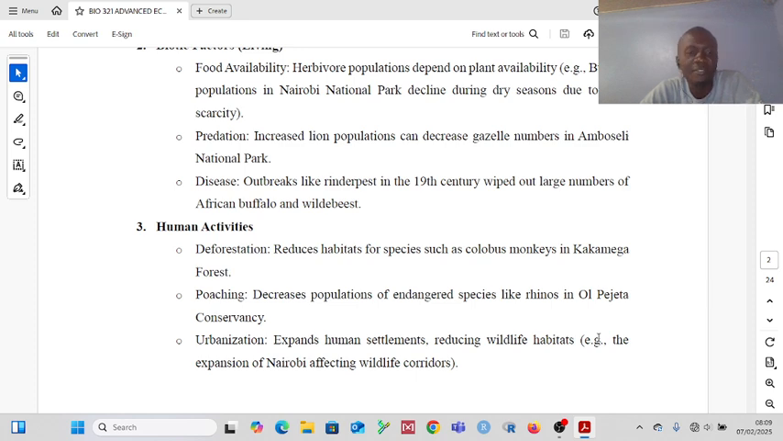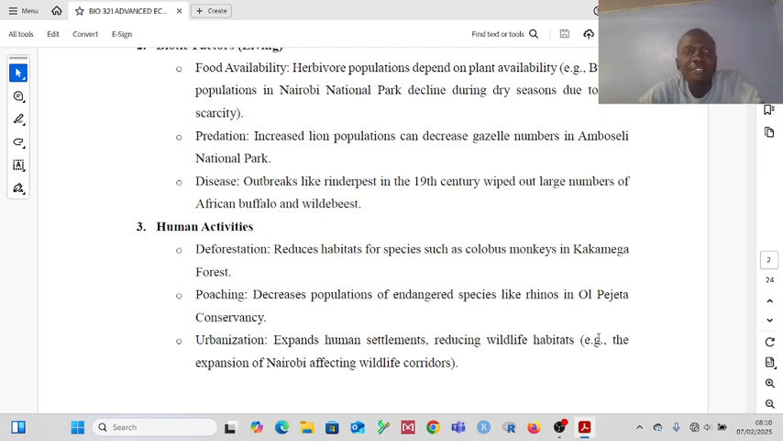The other human activity that will lead to a reduction or a change in population density is poaching. Poaching is killing animals. So poaching will lead to a decrease. If you are poaching elephants for their tusks, if you are poaching rhinos for their horns, or you are hunting down gazelles, at the end of the day, poaching will lead to a decrease in the numbers. As the numbers reduce, the population density also does what? Reduces.